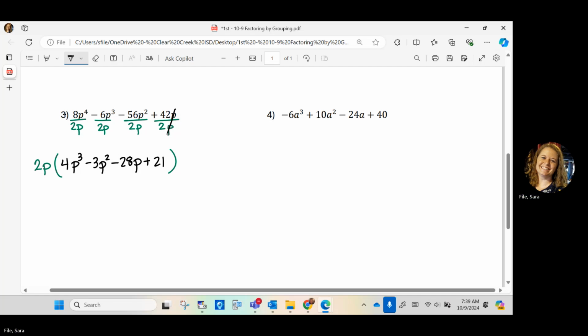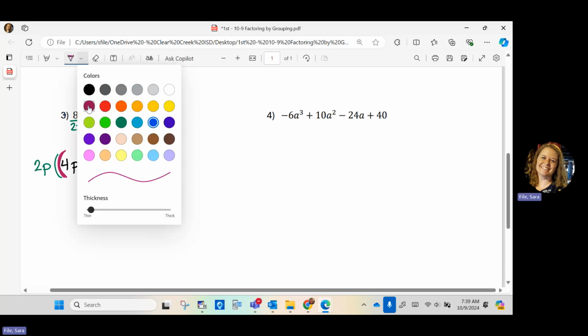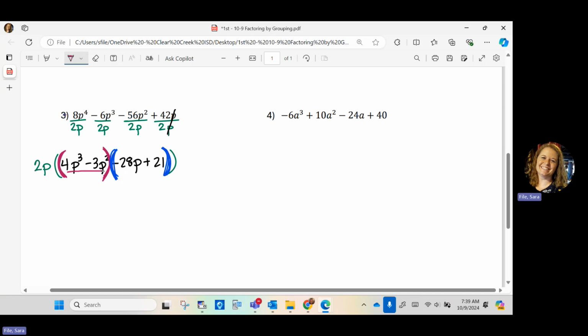All right. So now I'm going to create my 2 groups of those 4 terms in the leftovers. So the first 2, this group, this group. So in the red there, what is my GCF? What can I take out of both of those terms? Just the p to what power? Yeah, p squared. So I can take out a p squared, and that would leave me with 4p minus 3.